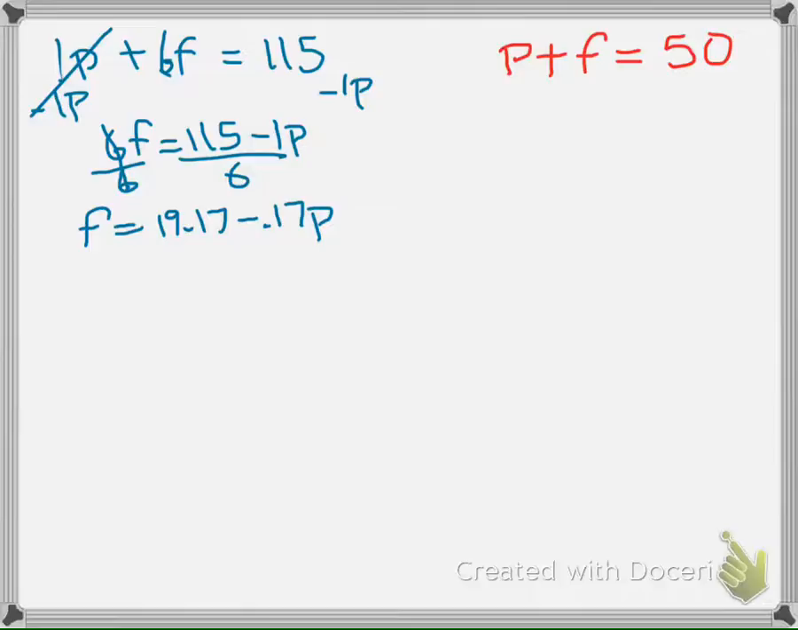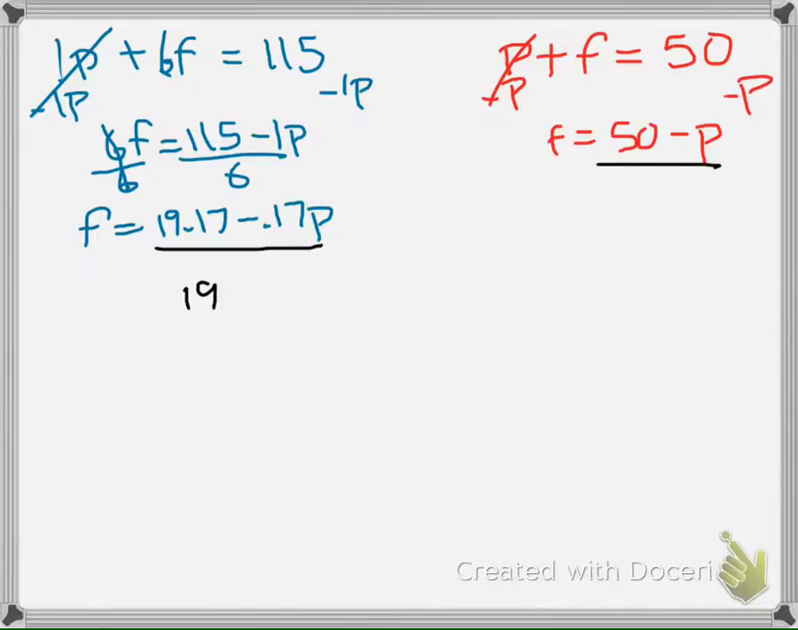I got to do the other one. Again, I'm going to subtract p on both sides and offset it. I end up with f equals 50 minus p. Okay, so they're both in slope-intercept form where they're both equal to f. F equals this and f equals this. That means these two parts are equal to each other. So I can take both this part here and set it equal to this part. So I'm going to do that now.